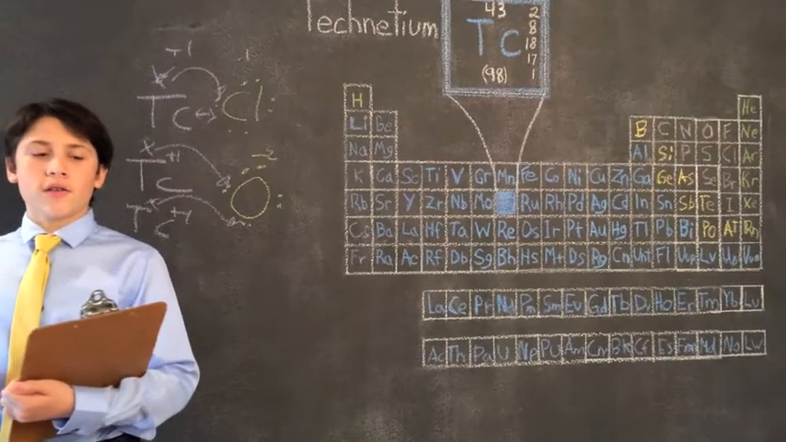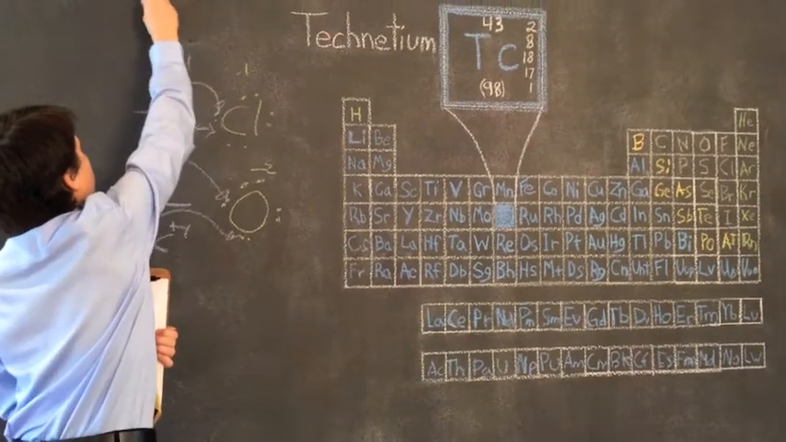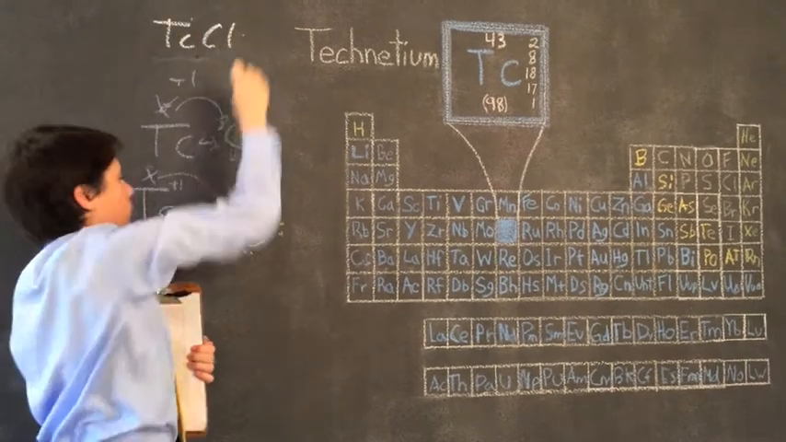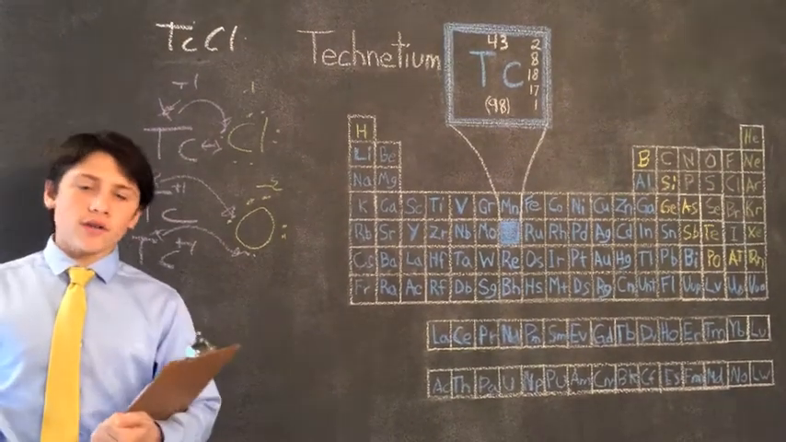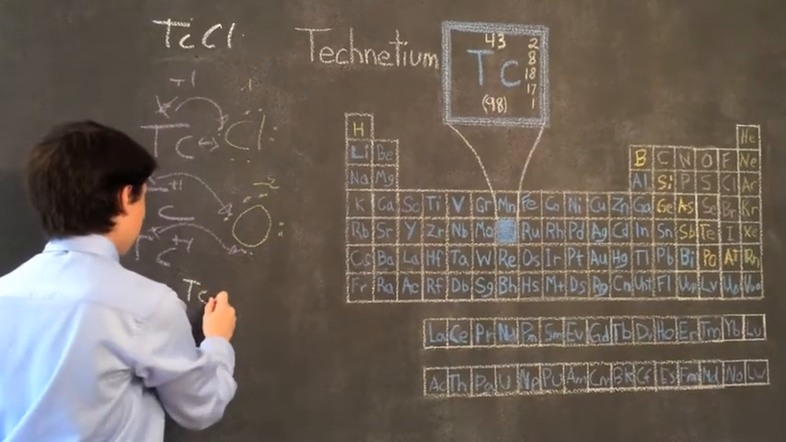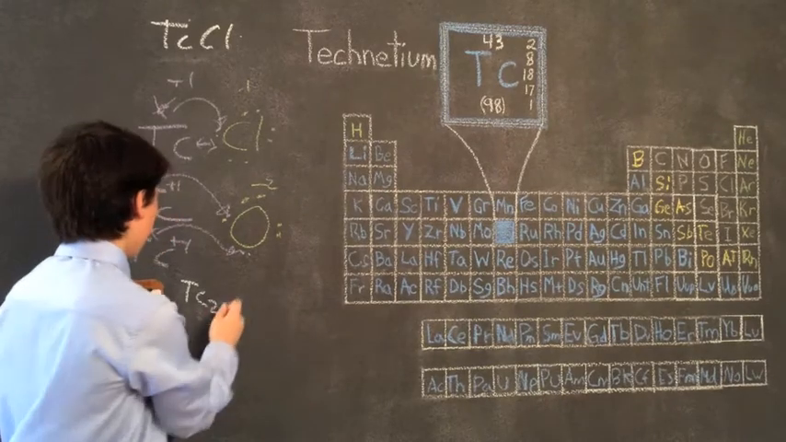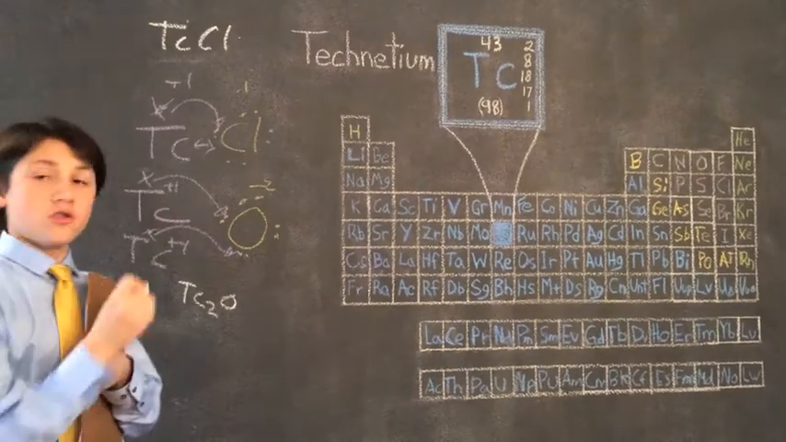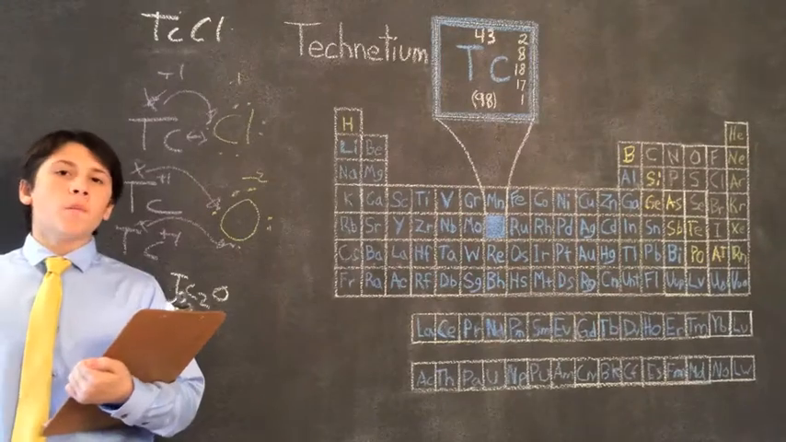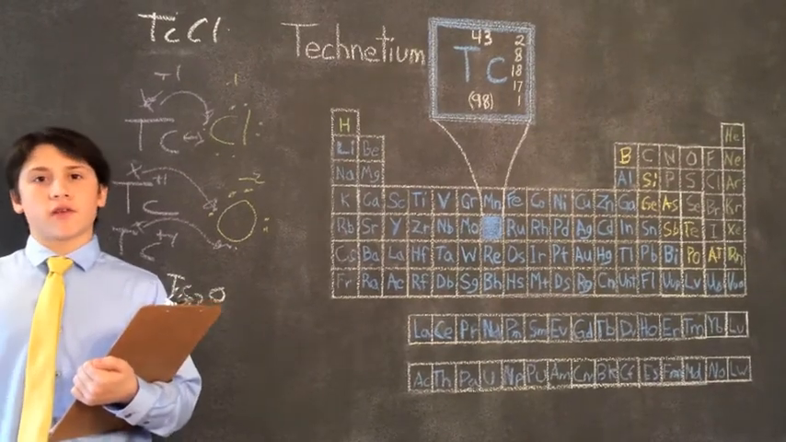What about the chemical formulas? Well, for the chlorine bond, the symbols will be T, C, C, L, because we have 1 atom of technetium and 1 atom of chlorine. Now, for the technetium oxide bond, it's a little bit trickier. We have T, C, subscript 2, O, since we had 2 technetium atoms and 1 oxygen atom. What about noble gases? No, because noble gases already have 8 valence electrons. What has this element done for our society?